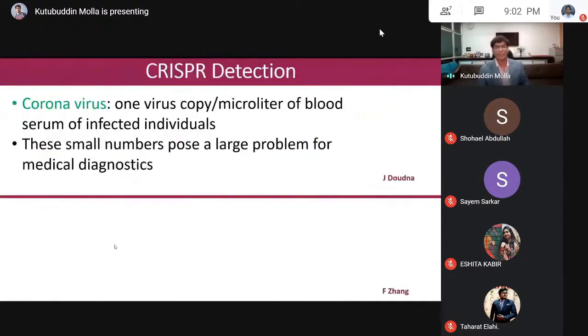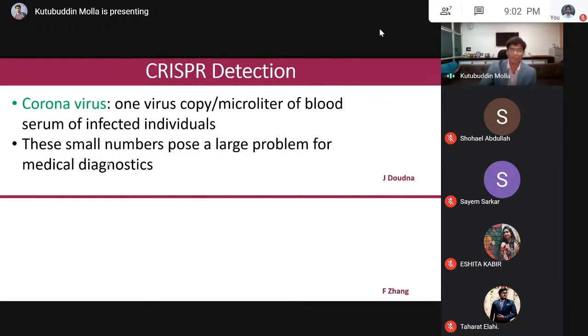Now this is another very interesting topic nowadays, because we all talk about coronavirus infection, their detection, their diagnosis. So you know, with this kind of virus, when we are infected with a very low copy number of virus in the initial stage of infection, it is very tough to detect whether this virus is present or not, because in 1 microliter of blood, maybe one virus copy is present at that time. So it is very difficult to detect. So this small number poses a large problem for medical diagnostics.